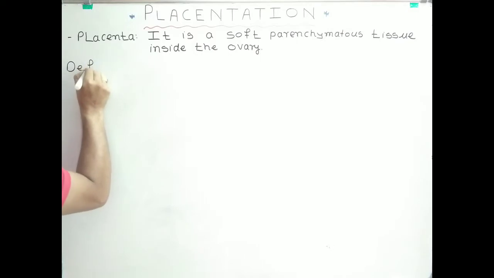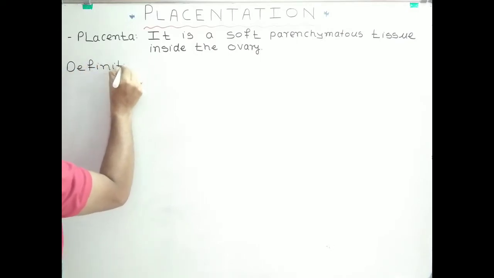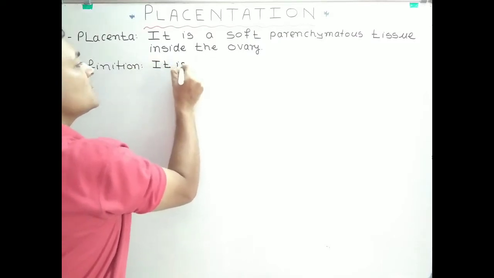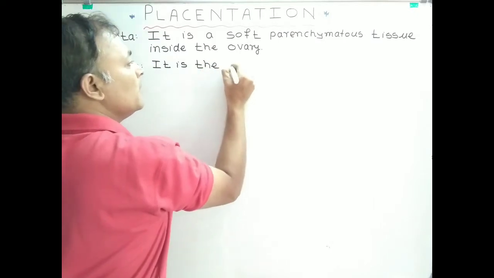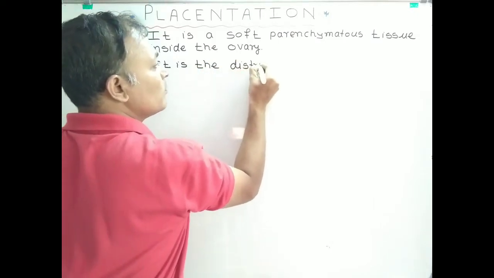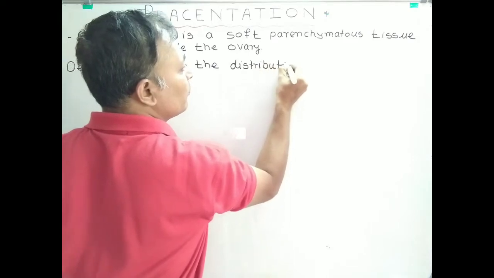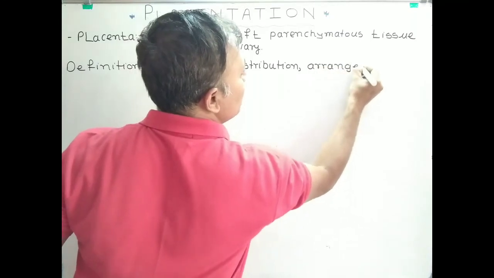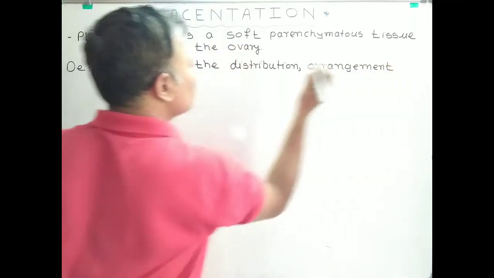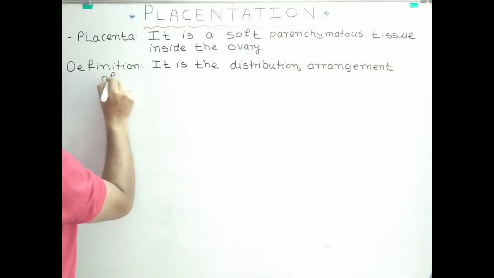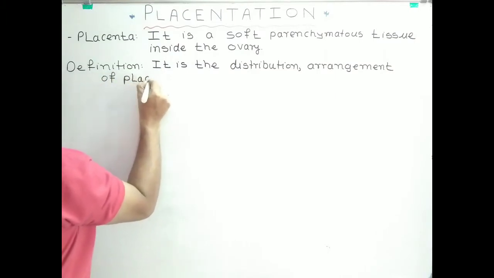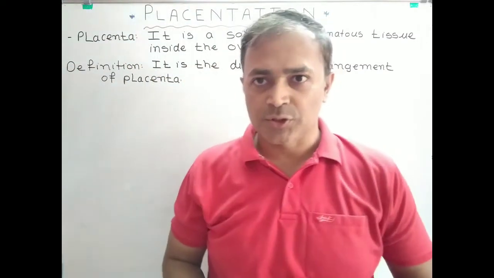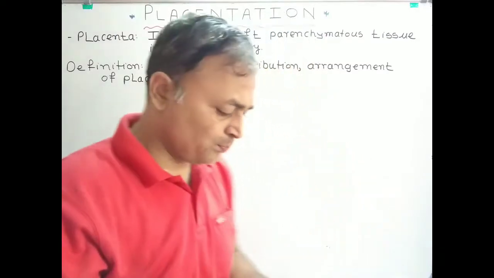Definition: it is the distribution arrangement of placenta is called as placentation.